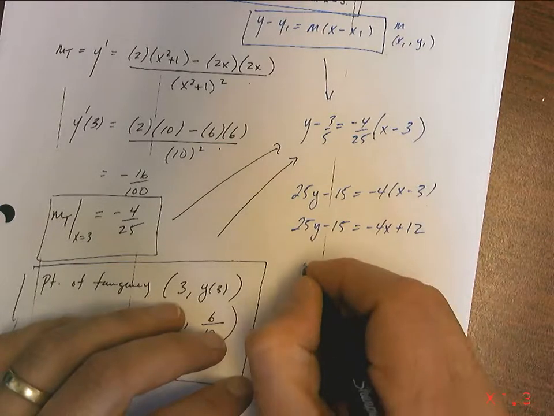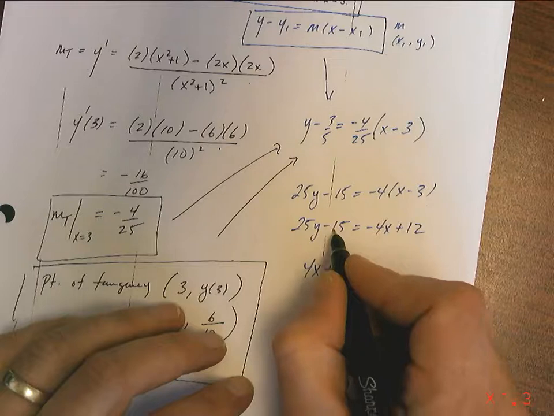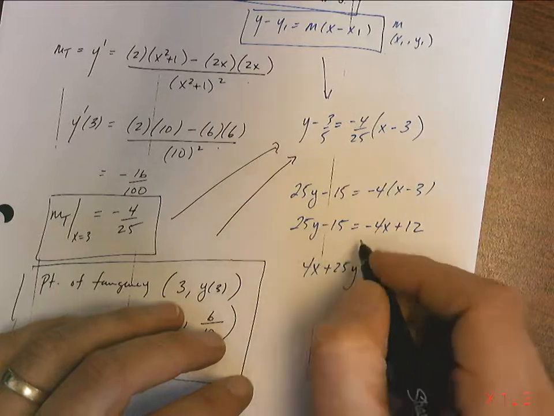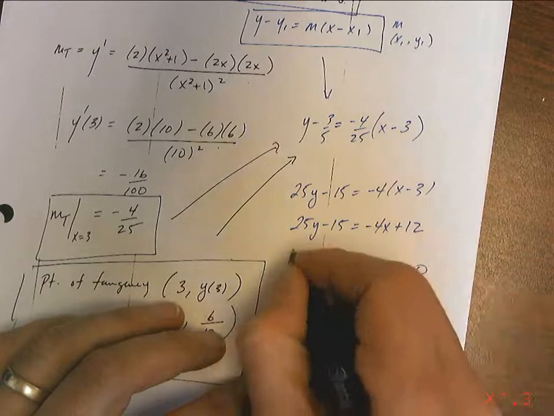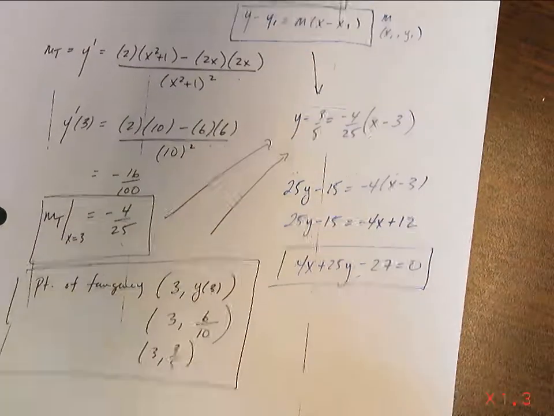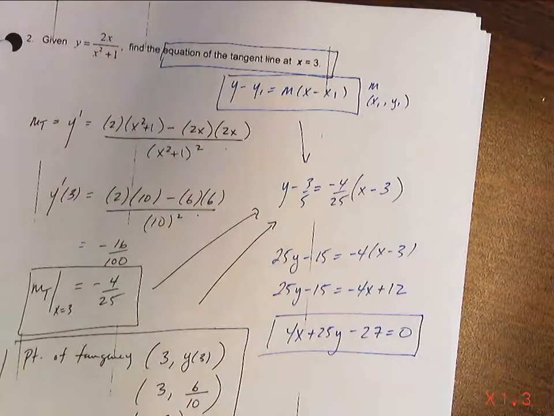The 4x needs to be positive, and the 25y is positive. The negative 15 and negative 12 will be negative 27, equals 0. And that is the equation of the tangent to this curve when x equals 3.